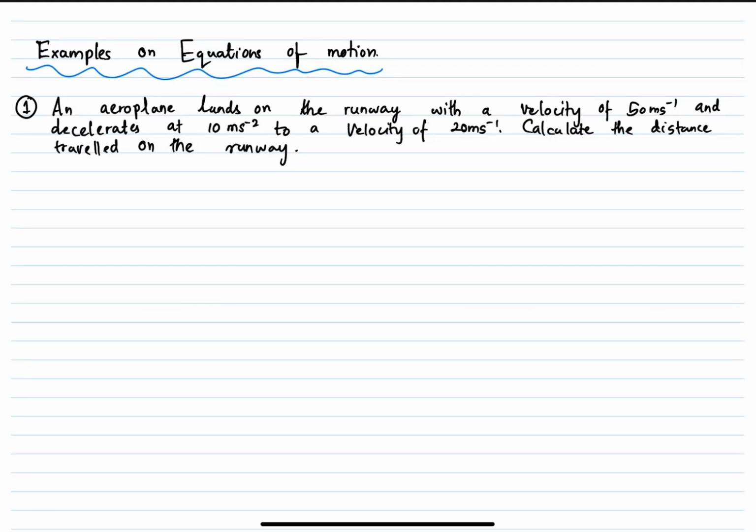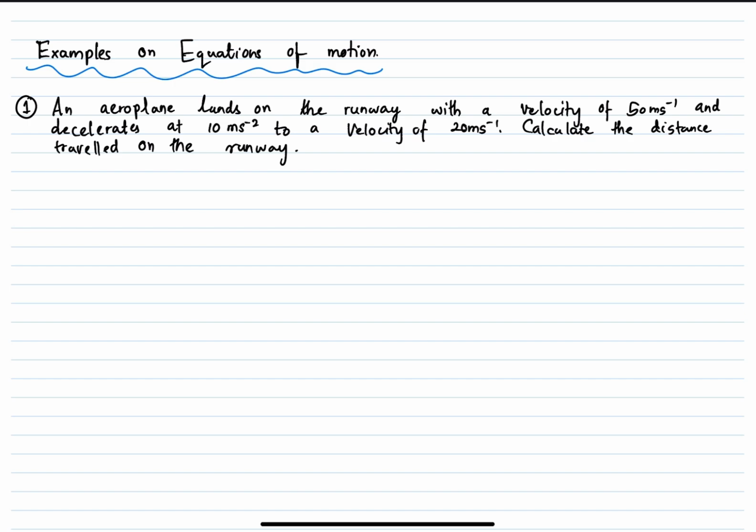In this video, what I'm going to do is solve this question. You can see an aeroplane lands on the runway with a velocity of 50 meters per second and decelerates at 10 m/s² to a velocity of 20 m/s. We are asked to find the distance traveled on the runway.